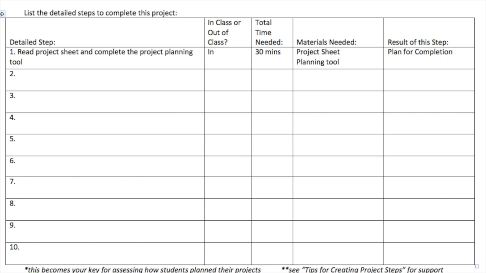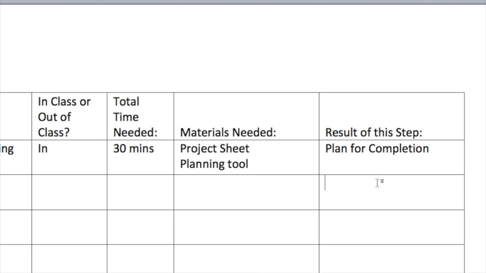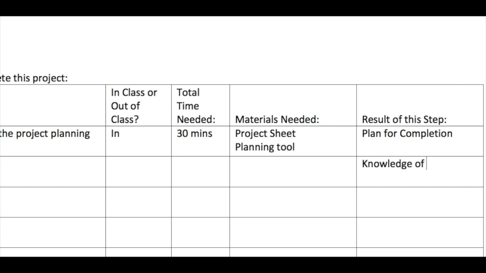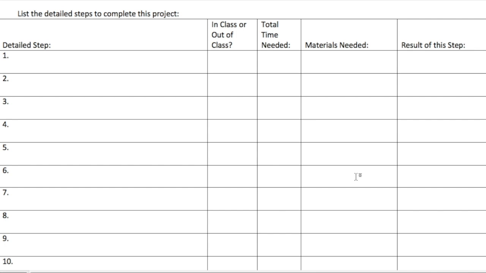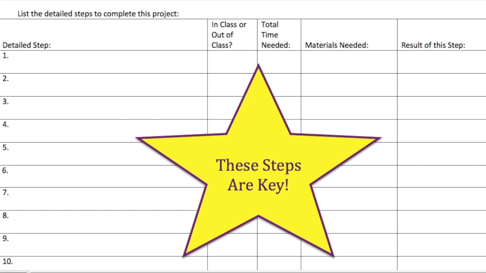When writing the results of this step, it is important that each result is an evaluative work product as much as possible. For example, slide layout created, outline created, images inputted, draft of paragraph 1 created, and so on. When it cannot be a work product, write "knowledge of" followed by a blank, which can be assessed orally if needed. The steps you write here truly become the key for assessing how students plan their projects.